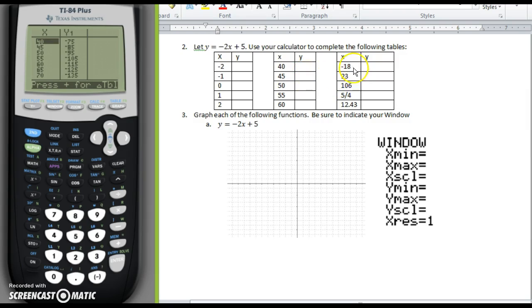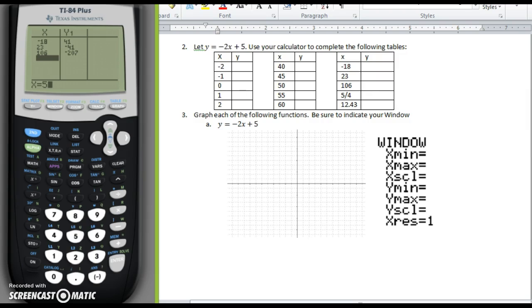In this last table, notice they don't go by any amount each time. They're kind of scattered around random numbers. So for that, when we do our table set, we want to go down here and put this independent, which is your x, on ask. Okay? Now when you do second table, you're going to be able to enter in your x. So if you enter in negative 18, it'll give you that answer. If you enter in 23, it'll give you that answer. If you enter in 106, you'll get that one.